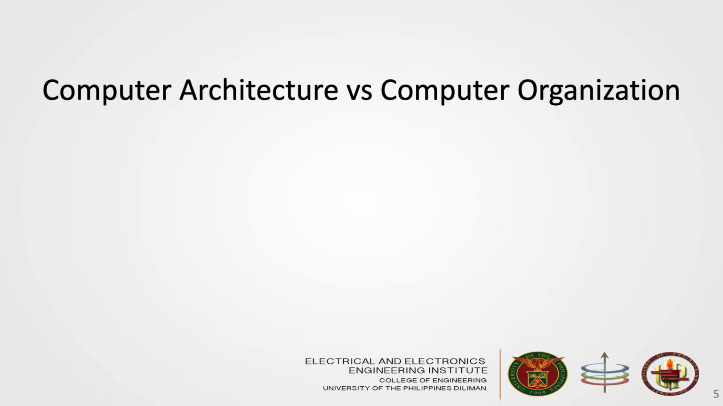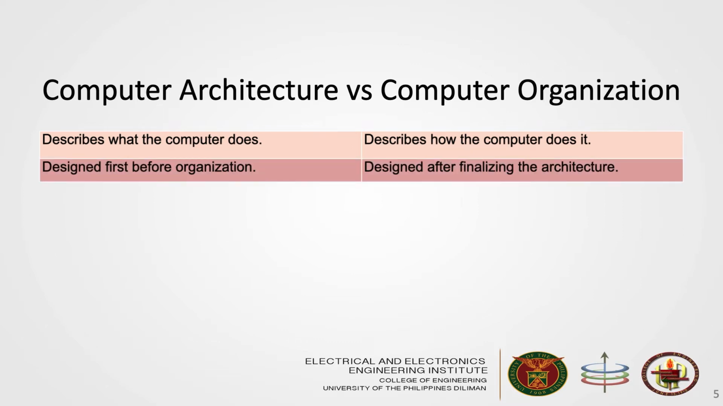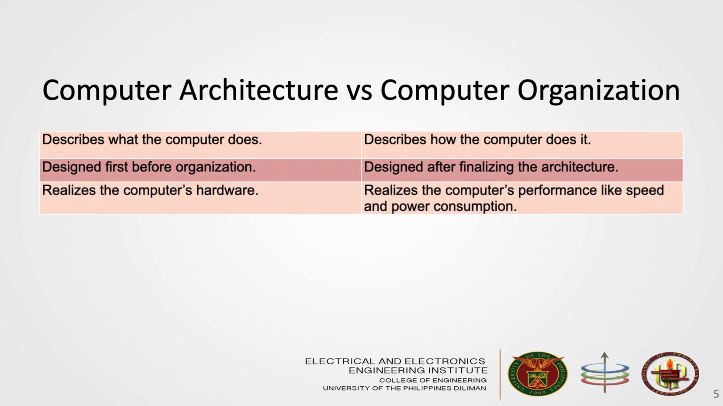If you still can't understand our definitions, this table is a summary of the differences between the computer's architecture and the computer's organization. Computer architecture describes what the computer does, while organization describes how the computer does it. In design order, a computer's architecture is designed first, while organization is designed after finalizing the architecture. A computer's architecture realizes its hardware, while a computer's organization realizes its performance, like speed and power consumption.